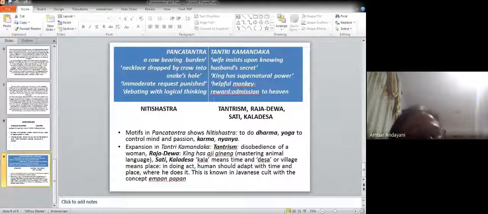Nowadays in Java, some people still know about Empan Papan, but it's also no longer popular. So the conclusion is that there is local color: Panchatantra has Niti Sastra, and the Tantrika Mandaka has local color of Tantrism, Rajadewa, and Sati, and Kaladesa. Okay, thank you very much for listening to my presentation.